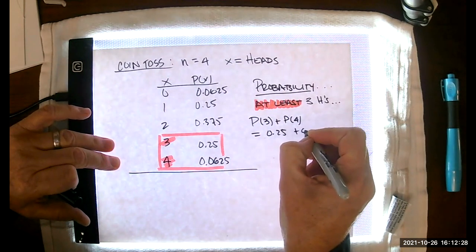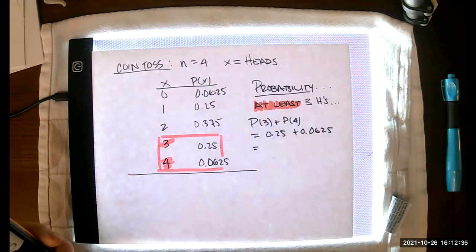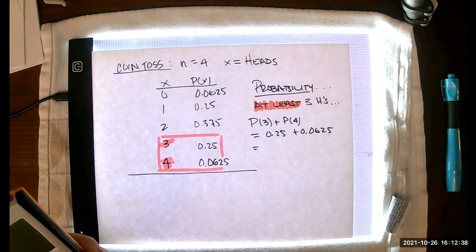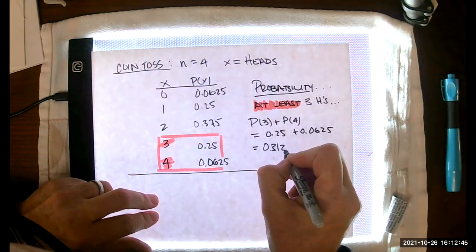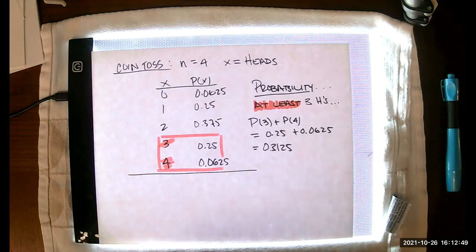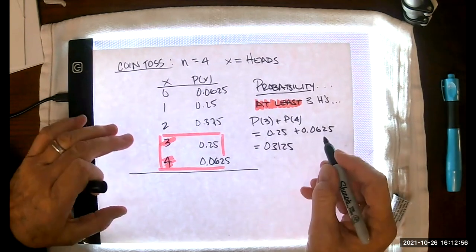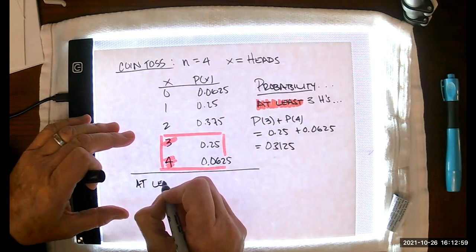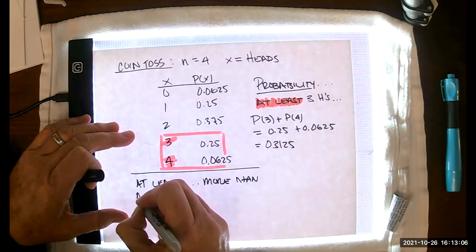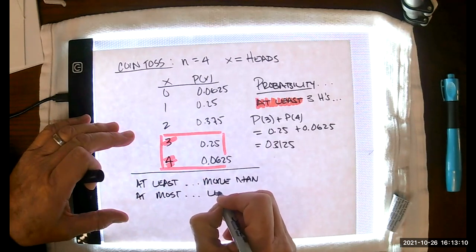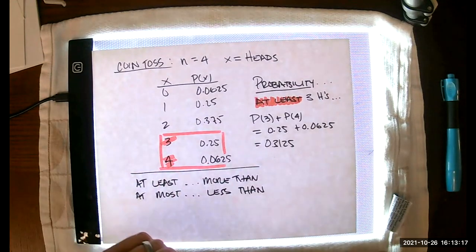So the way to answer that question is to add the probabilities together. So 0.25 plus 0.0625, whatever that turns out to be. I do it on the fly if people weren't watching. 0.3125. So it's that kind of language. And the kind of language we run into is at least, more than, at most, and less than. So those are the kind of phrases that we run into here.